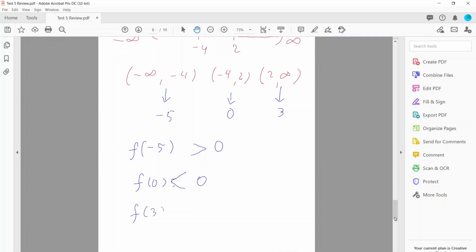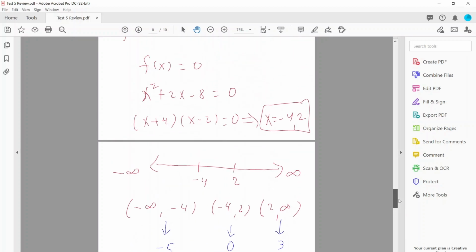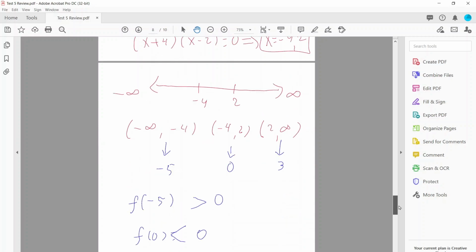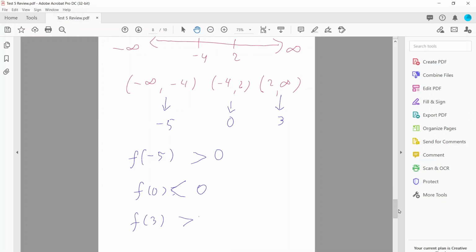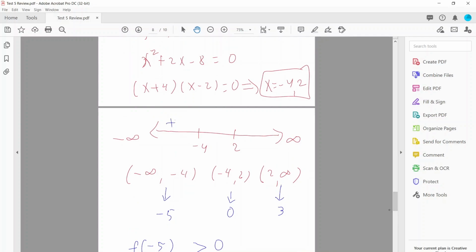If I put 3, as you can see, 3 plus 4 is 7 and 3 minus 2 is 1, so that is again positive. So you can see the answer is this one, it's positive, this one is positive, and here it's negative. So the answer is this function would be positive on the first interval and then the last interval.